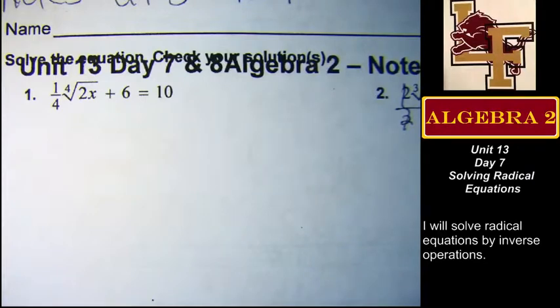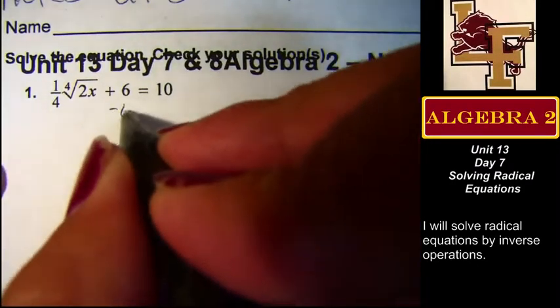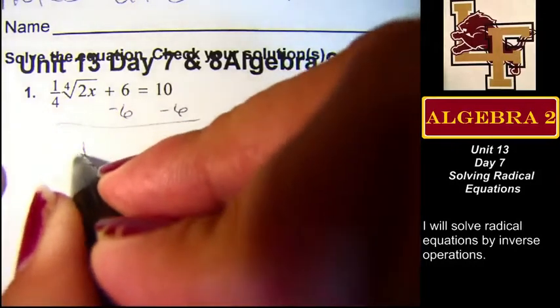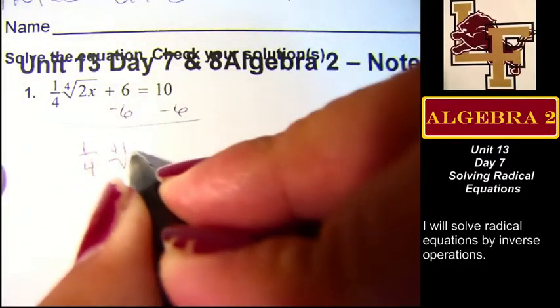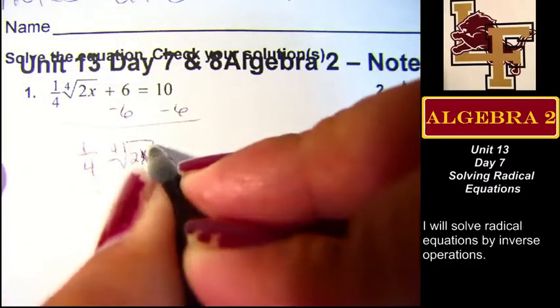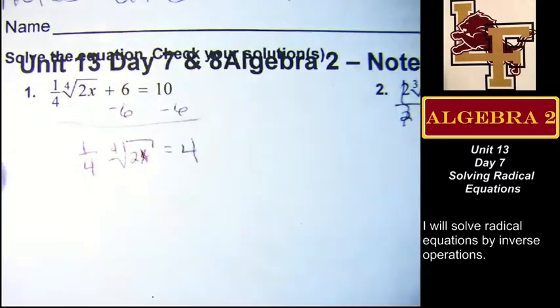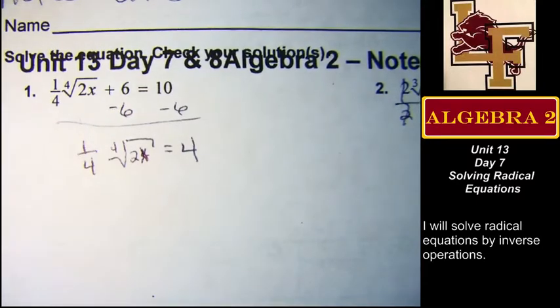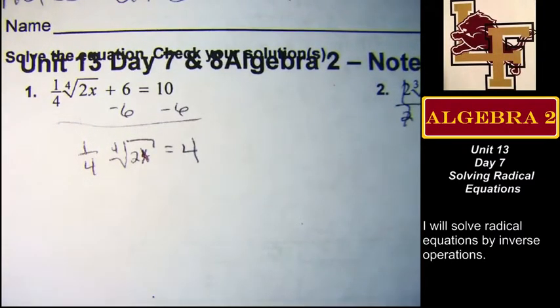Is the radical by itself? No, I've got stuff around it. Do I have any addition or subtraction to get rid of? The plus 6. The plus 6, let's do it. Okay. Do I have any multiplication or division? Just multiplication. I've got the multiplication of the 1/4.